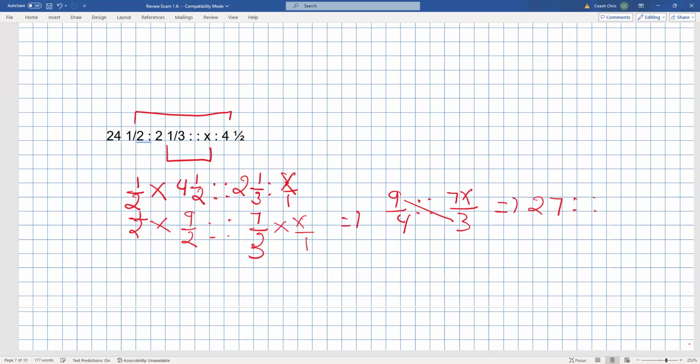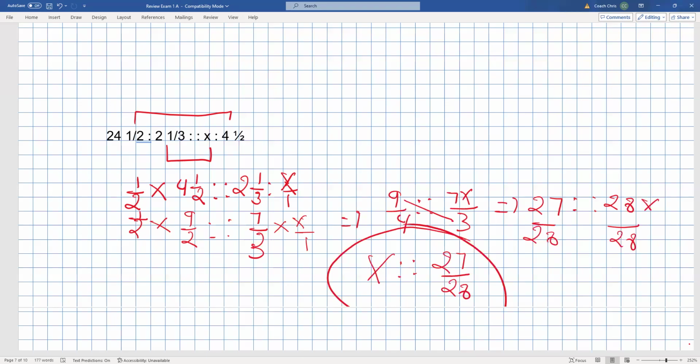Then I multiply 4 by 7. Then you got 28x. So you got to divide both sides by 28. And the value of x is going to be 27 over 28. If your answer was to leave this as a fraction, you leave that like that.